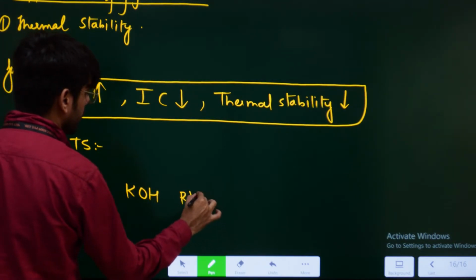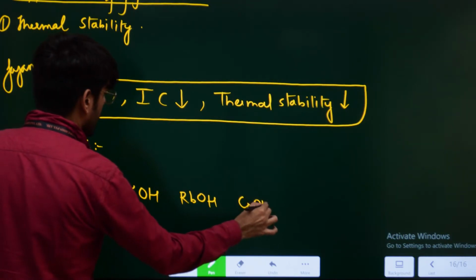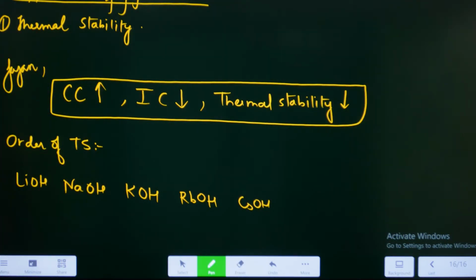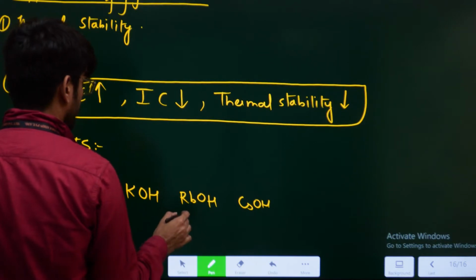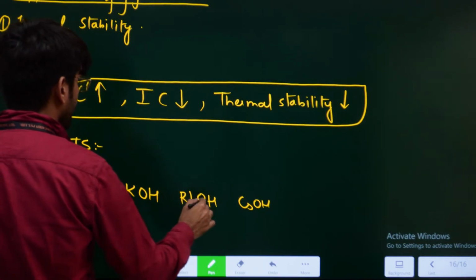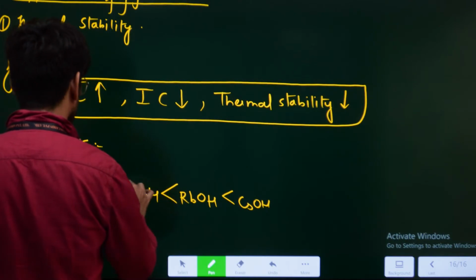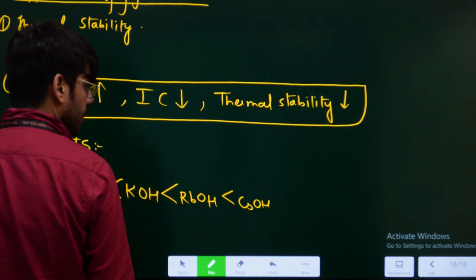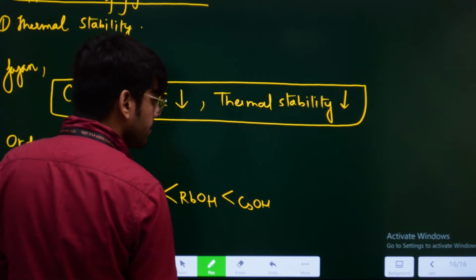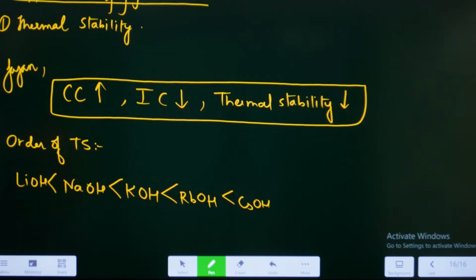Tell me. CsOH is having maximum thermal stability. CsOH is having maximum thermal stability. Is that what you are saying? Yes, sir.